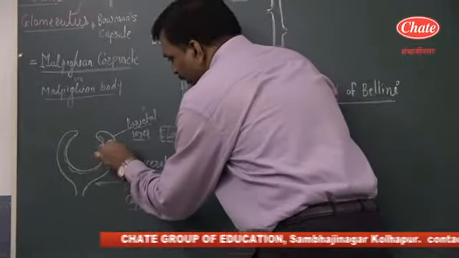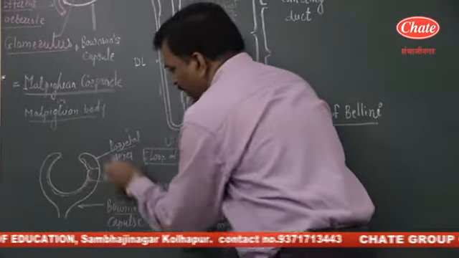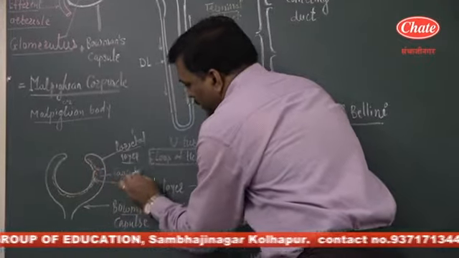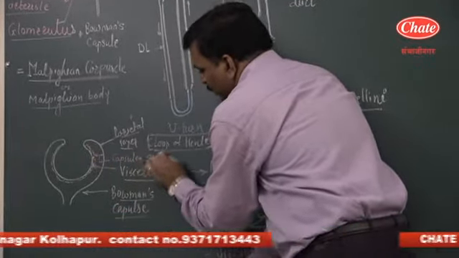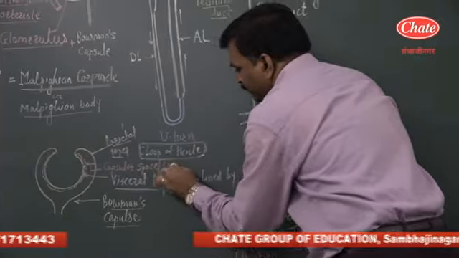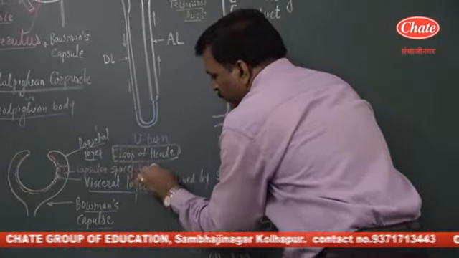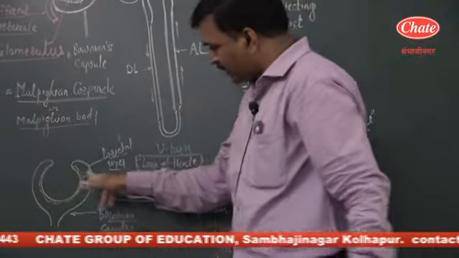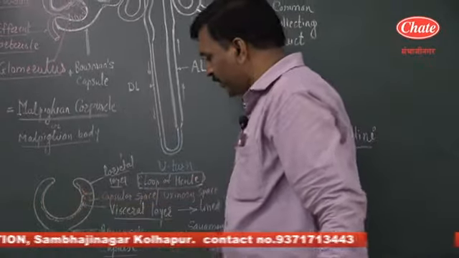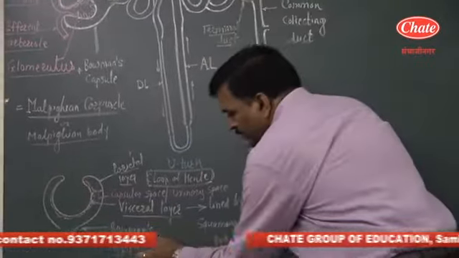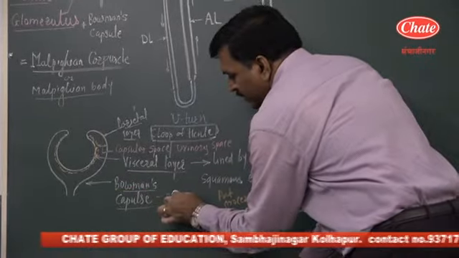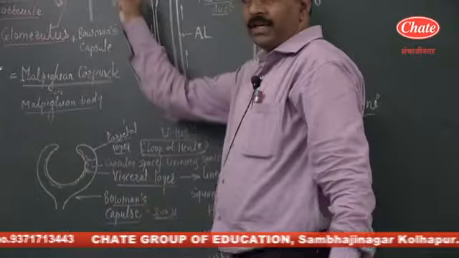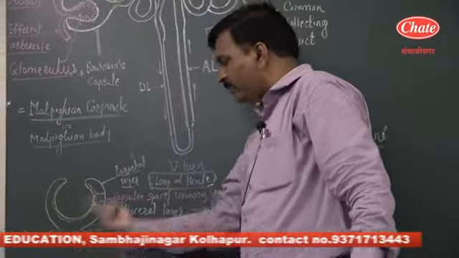Now the space enclosed by these two layers, the parietal layer and visceral layer, is termed the capsular space, also termed the urinary space. So the capsular space lies between the parietal layer and visceral layer. This Bowman's capsule has an average diameter of 200 micron. The largest diameter of the renal tubule is observed in the Bowman's capsule.